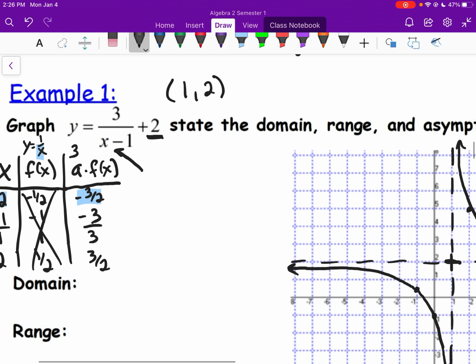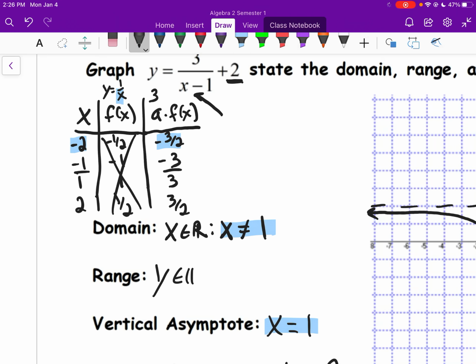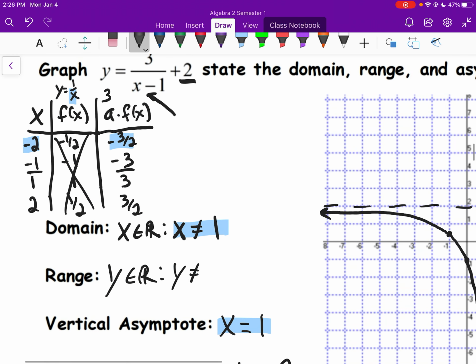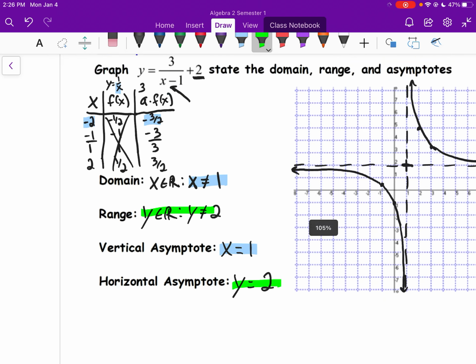Because if we were to plug 1 into here, you got 3 over 1 minus 1, or 3 over 0, which we cannot do. So our domain in this case is we want to include everything except that one value. Okay, and what you're going to notice is that that value you're not going to have is always going to line up with the vertical asymptote. Now for the range, we're always dealing with y. We're going to say y includes all real numbers except for that 2. So y cannot equal 2. Okay, and again, that range will always line up with the horizontal asymptote.